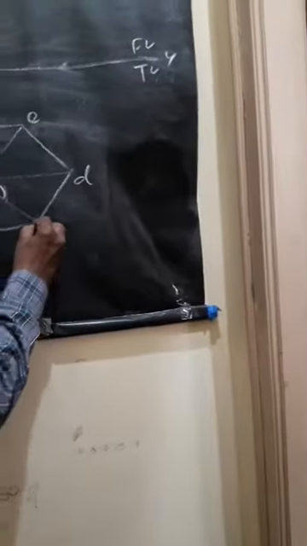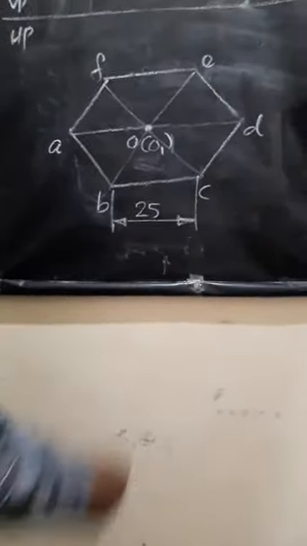What is the side length? So this dimension is important. The side length is 25 mm. Okay, now project the axis.